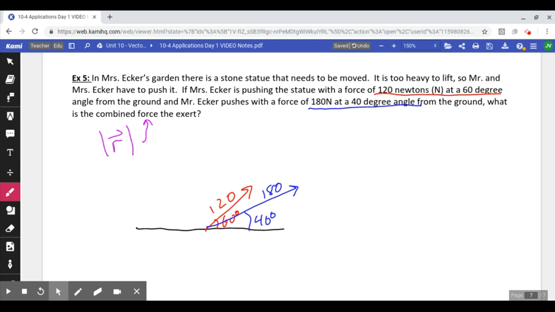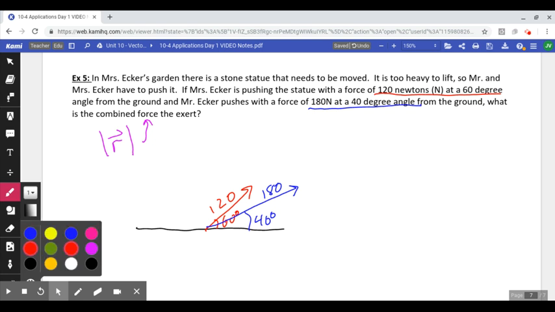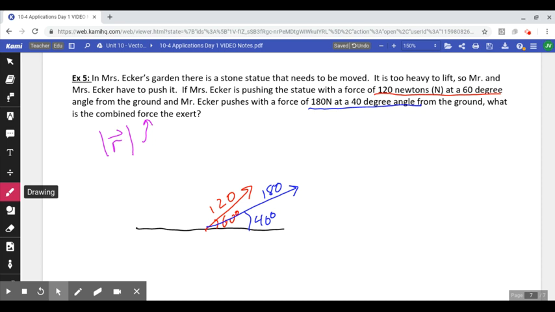So what we'll need to do here, folks, is break this thing down into the x and y components of each vector. We'll add those x and y components together, and that'll give us our resultant vector. To do that, let's work with Mrs. Ecker's first. So if we want to go with her x and y, the x is going to be 120 times the cosine of 60. And then the y part is going to be 120 times the sine of 60 degrees.